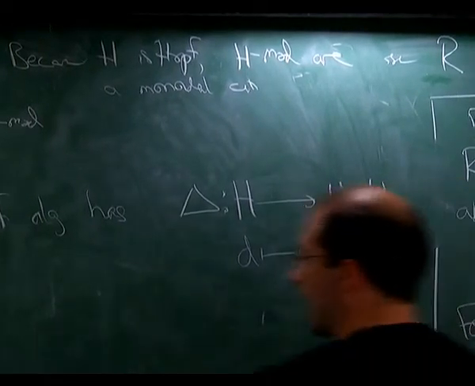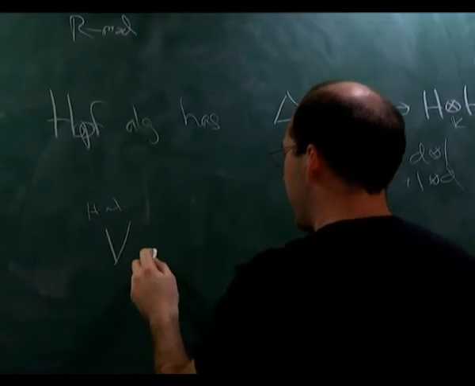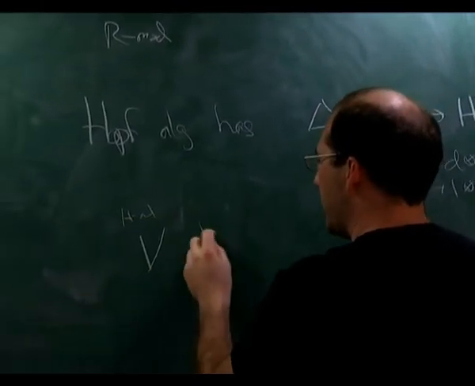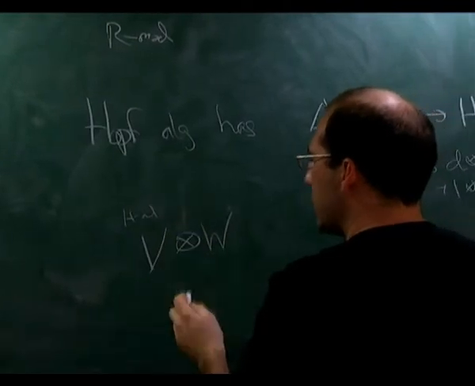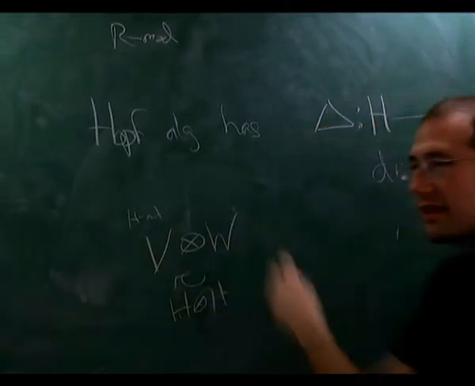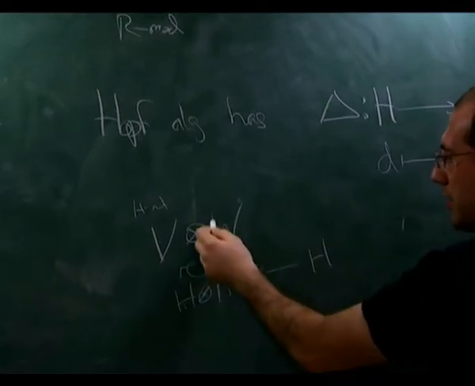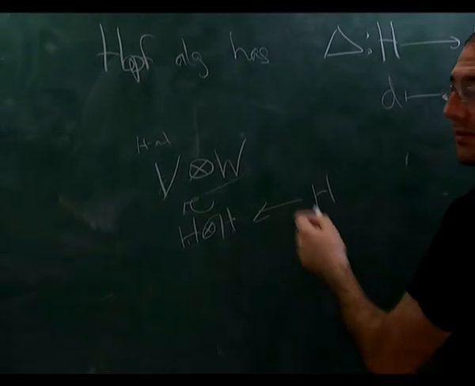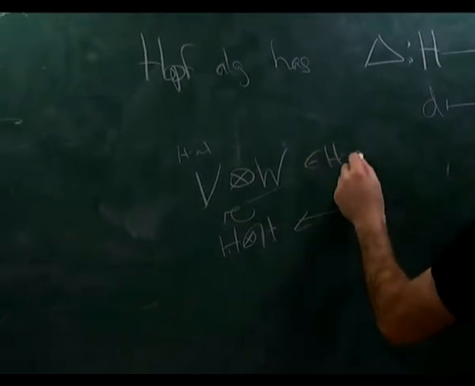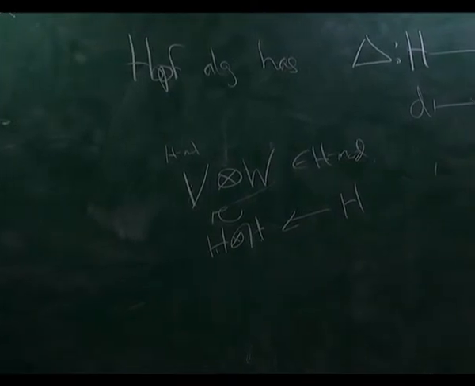But the point is that this means that if you take an H module V and another H module W, their tensor product is naturally an H tensor H module, where the first factor acts here and the second factor acts here. But then you have this map here, which allows you to view this as an H module. That's what coproducts let you do.